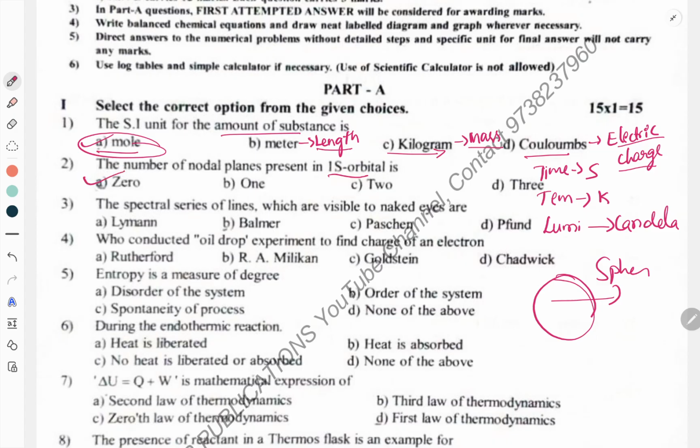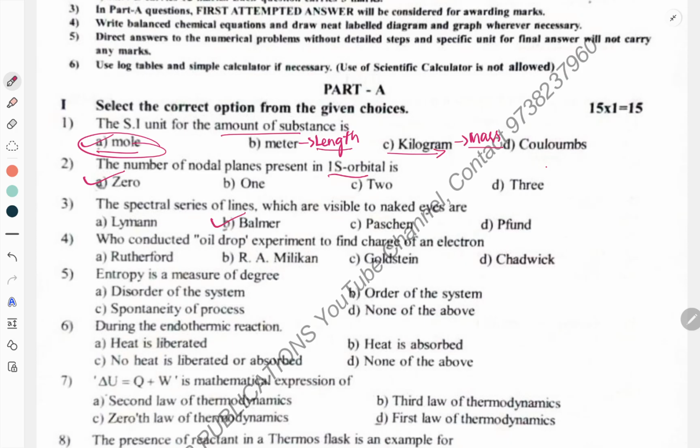Next, move on to the third question. The spectral series of lines which are visible to the naked eye are. For this one, option B is the correct option, because we have the series Lyman, Balmer, Paschen, and one more, Brackett, and Pfund. 5 series are there. Lyman series is visible in the UV region. Balmer is visible in the visible region, whereas Paschen, Brackett, Pfund are in the IR region. Okay, the correct option for this one is Balmer, option B.